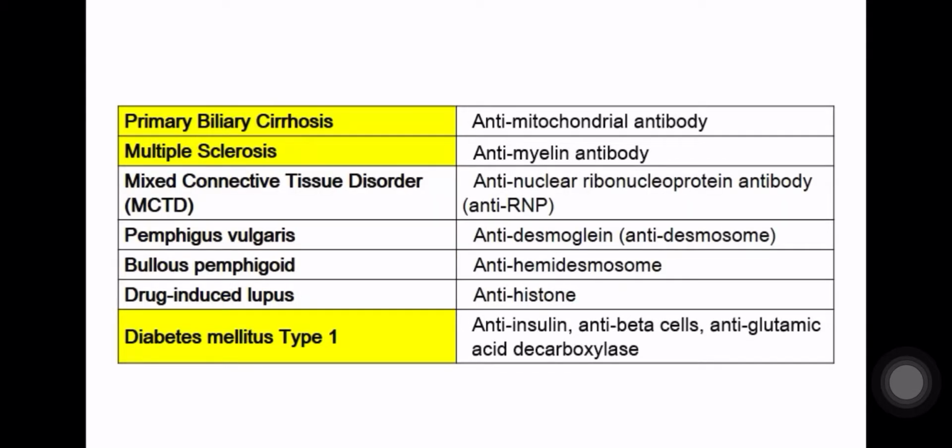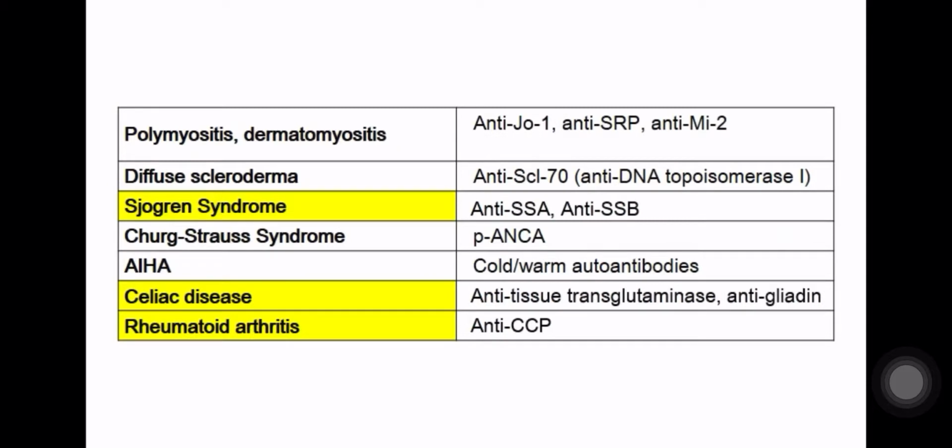Now for primary biliary cirrhosis, we have the anti-mitochondrial antibody. For multiple sclerosis, we have the anti-myelin antibody, and for type 1 DM, we have anti-insulin, anti-beta cells, and anti-glutamic acid decarboxylase. Also, for Sjogren's syndrome, anti-SSA and anti-SSB. For celiac disease, we have anti-tissue transglutaminase or anti-gliadin, and also for rheumatoid arthritis, anti-CCP or anti-citrullinated peptide.